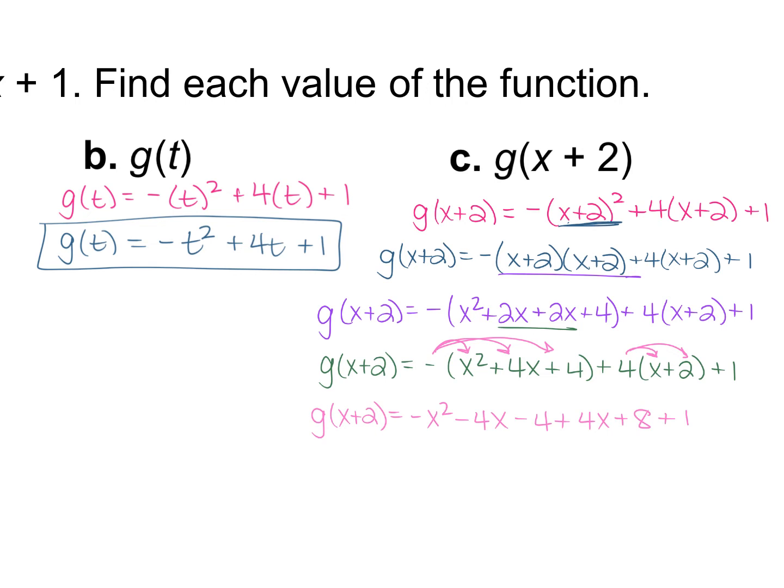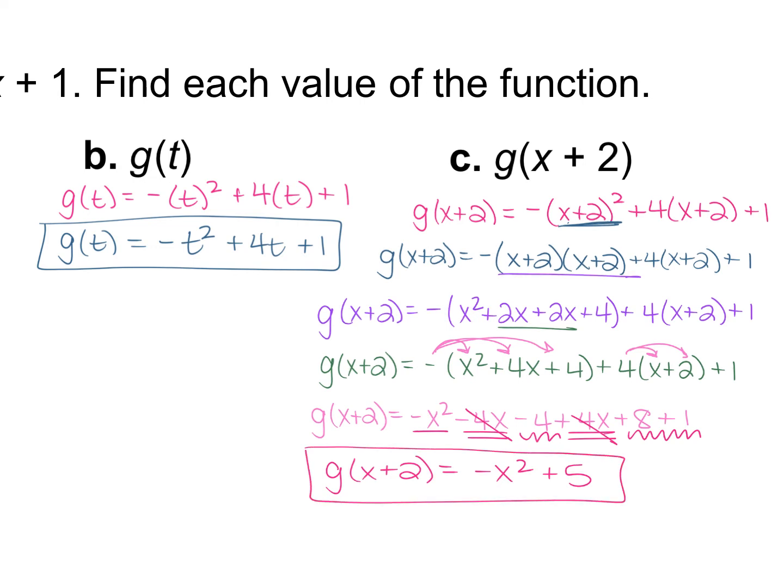From here, we're just going to combine like terms. So we're going to have g of x plus 2 is equal to the negative x squared drops down. The negative 4x and the positive 4x are opposites, so they cancel each other out. Then you have negative 4, positive 8, and positive 1. 8 minus 4 is 4. 4 plus 1 is 5. So that's just the opposite of x squared plus 5 for your answer.